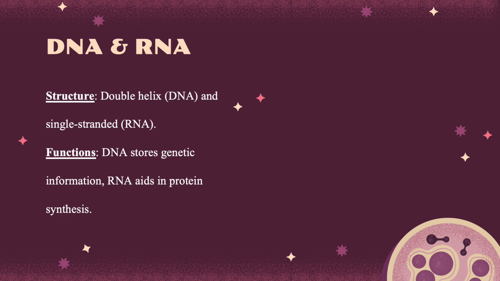DNA structure is elegant yet incredibly stable, which is why it can store information across generations. Imagine a single human cell, which contains about 2 meters of DNA packed tightly into the nucleus. Isn't it amazing to see how such a tiny space can hold so much information?